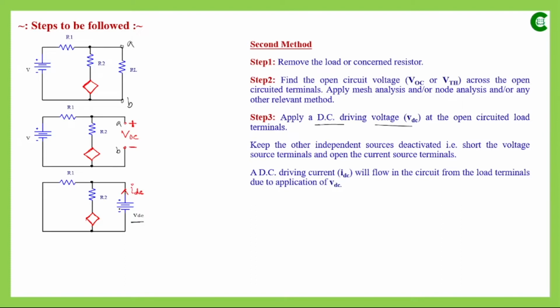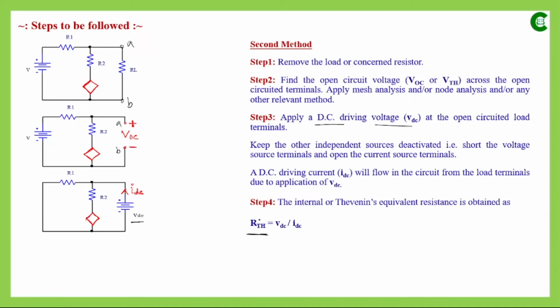So this time we will connect a DC voltage source between those open terminals, and we will deactivate all other independent voltage and current sources, but we will keep the dependent source there. Now this voltage source will supply this current IDC, and finally from that circuit we will find the ratio of that DC voltage VDC and DC current IDC, and that will be the measurement of Thevenin's equivalent resistance.